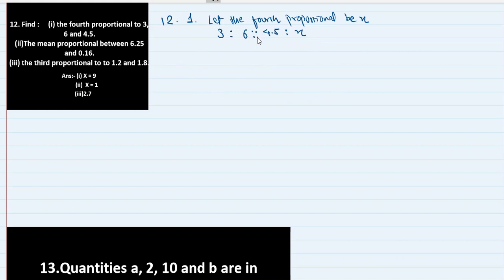Actually, there should be "as", that is, in proportion with. So we can say that the product of extremes is equal to the product of means. Correct? So x is equal to 6 into 4.5 upon 3. So 3 twos are 6 and 4.5 twos are 9. Right? So the fourth proportional will be 9.